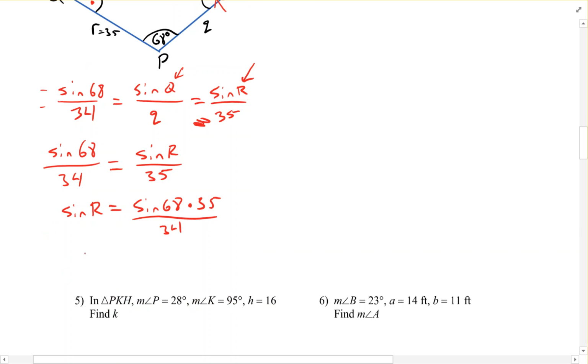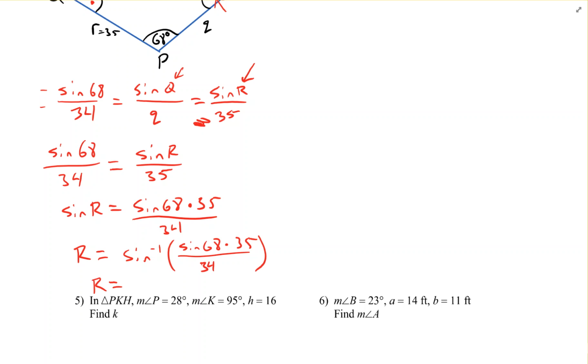Okay, so in this case, we're going to say R is equal to sine inverse of, now you could put this in as a decimal if you wanted to. You could actually put in sine 68 times 35 over 34 as a decimal, or you could write it all out again. And then we'd say R is equal to, so R should be 73 degrees, we'll say.